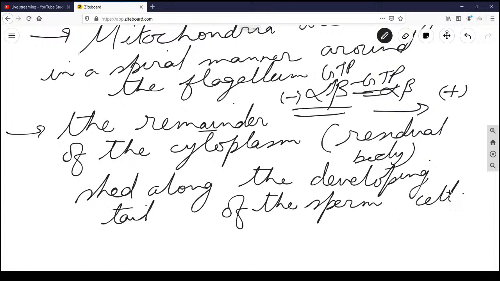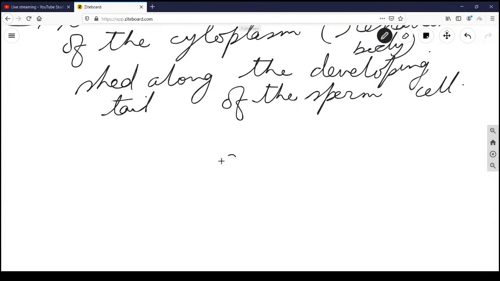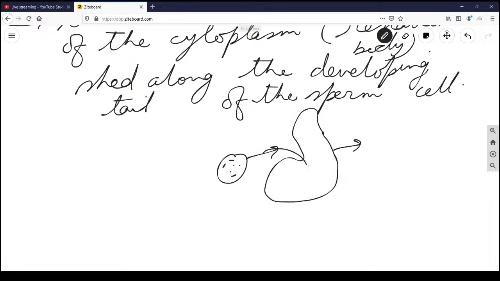One more thing I'll tell you is when it is shed in vesicles, this extra cytoplasm, these vesicles are then phagocytosed by the Sertoli cells. These vesicles are phagocytosed by the Sertoli cells.